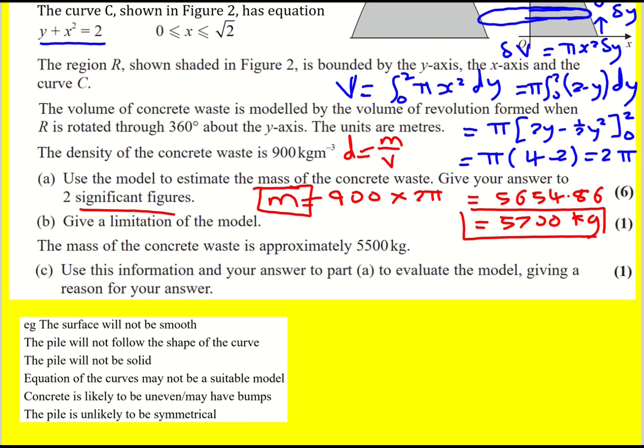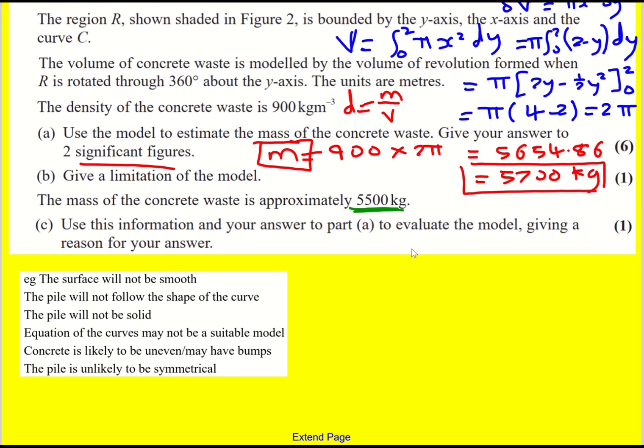And finally, we're told that the mass of concrete waste is actually 5,500. Use this information in your answer to A to evaluate the model, giving a reason for your answer. So I decided to go with the percentage error, which is the error divided by the true value times 100. It's a bit like when you do a percentage increase. It's the increase divided by the original times 100. You might use multipliers instead, but you can always get to that formula.